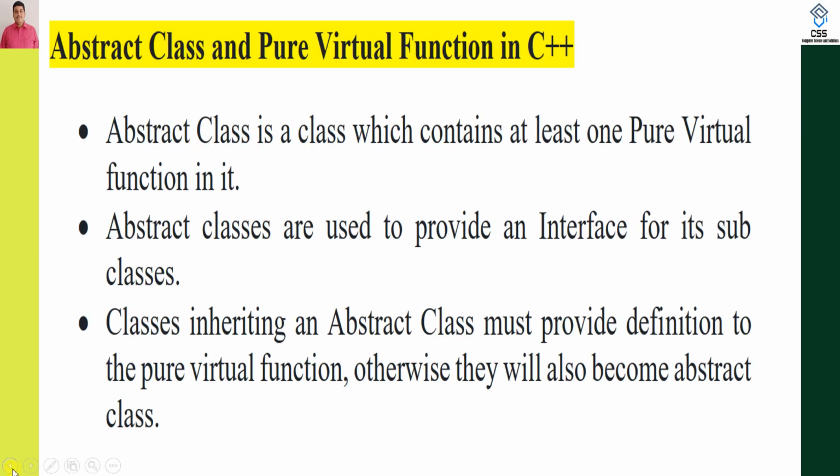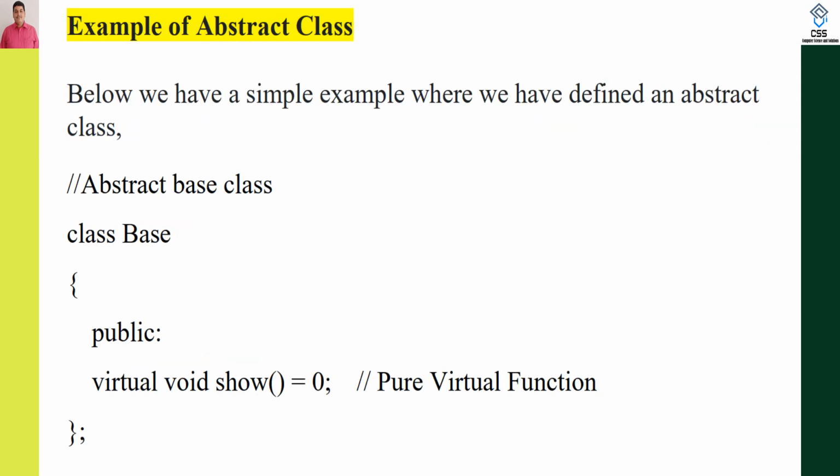What is an abstract class? Remember, a pure virtual function means a function without any body that is defined as equal to 0, and that might be termed as an abstract class. Hence, the definition: an abstract class is a class which contains at least one pure virtual function. Abstract classes are used to provide the interface, because an interface has no function body. An abstract class declares the function having no body, meaning it has no definition. A class inheriting an abstract class must provide the definition for the virtual function, because an abstract class must contain at least one pure virtual function.